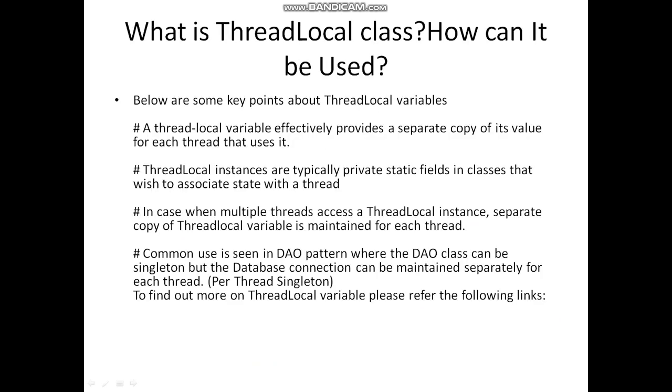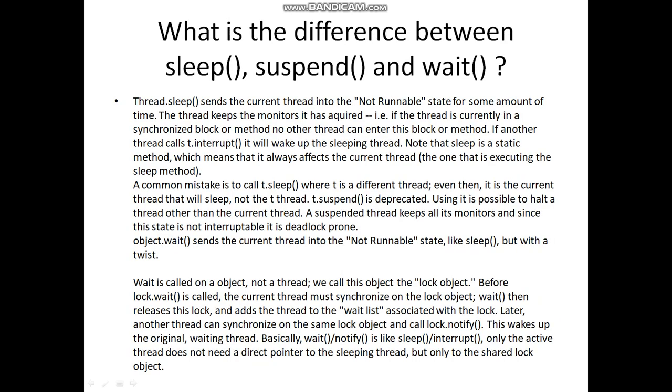What is thread local class? How can it be used? A thread local variable effectively provides a separate copy of its value for each thread that uses it. Thread local instances are typically private static fields in classes that wish to associate state with a thread. When multiple threads access a thread local instance, a separate copy of the thread local variable is maintained for each thread.